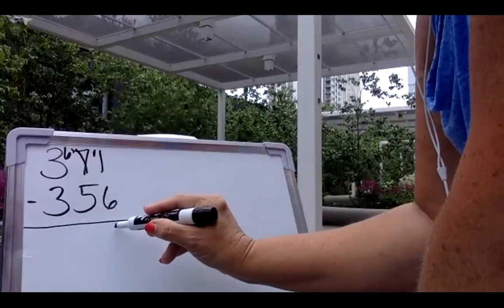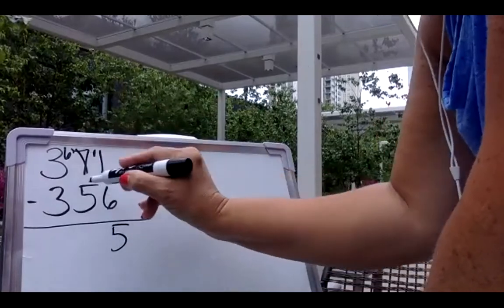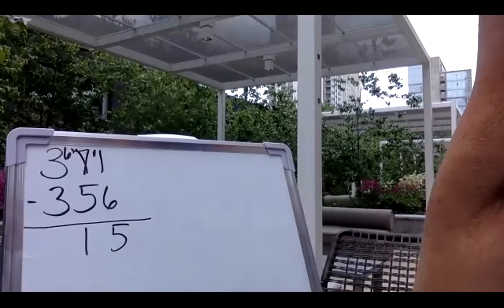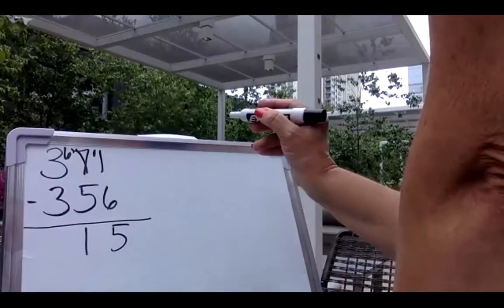11 minus 6 is 5. 6 minus 5 is 1, and then 3 minus 3 is 0, which we don't have to put, correct? Yes. Okay. Let me do another one.